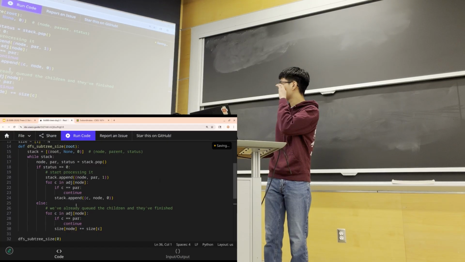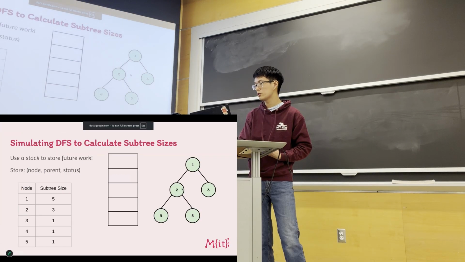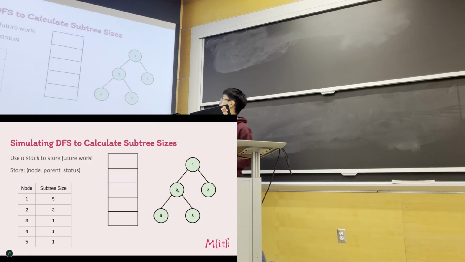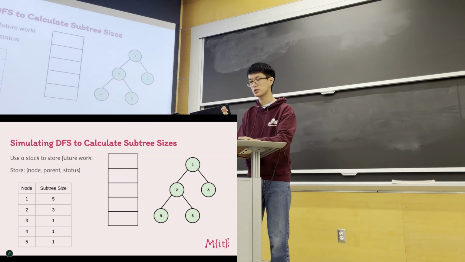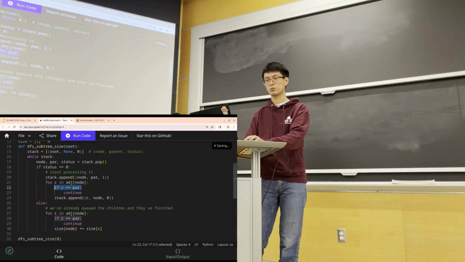Let me go back here. So for example, let's say we're at 2 right now. And its adjacency list includes 1, 4, and 5. So if we iterate just through the adjacency list, we'll end up with all of its children plus its parent. But we want to skip its parent because we've already gone through there. We only want to go through the children. So that's why we have this check for if C equals parent.